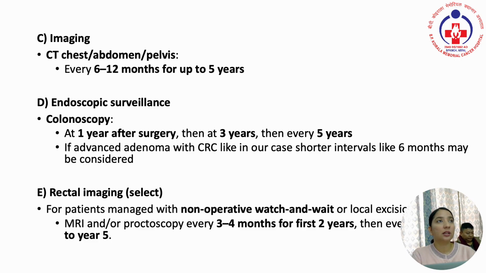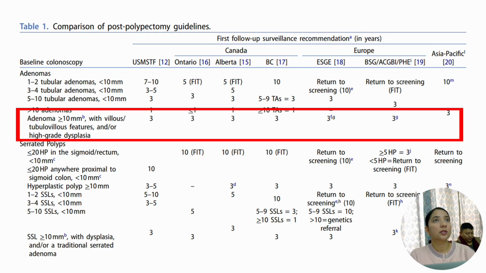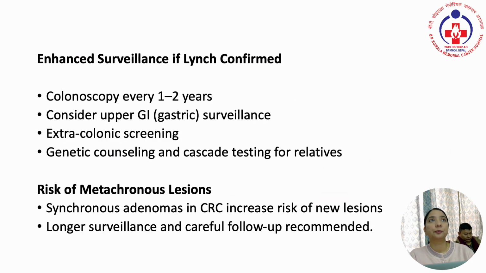And rectal imaging in selected cases, MRI, where we have opted for the non-operative wait and watch period, MRI and proctoscopy may be needed every 3 to 4 months for the first 2 years, then evaluated every 5 years. This is also one recent brief article. This is for the advanced adenoma. There are various guidelines, all listed here, which show that for adenomas of 10 mm or more, with villous or tubulovillous features or high-grade dysplasia, like in our case, if only adenoma and high-grade dysplasia are present, then 3 yearly colonoscopy surveillance can be enough.